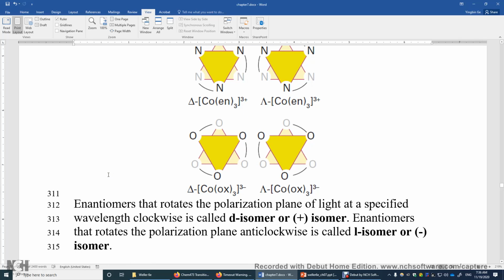Enantiomers can rotate the polarization plane of light at a specified wavelength, not at all wavelengths. And if the enantiomer rotates the polarization plane of light clockwise, it's called the D isomer or plus isomer. If the rotation is anti-clockwise or counterclockwise, it's called the L isomer or negative isomer.